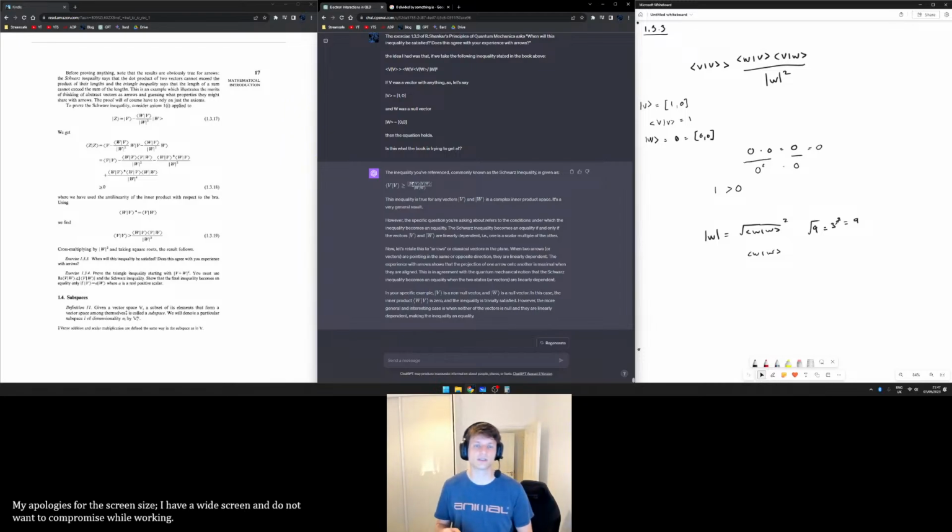Let's go on. So this inequality is true for any vectors v and w in a complex inner product space. It's a very general result. However, the specific question you're asking about refers to the conditions under which the inequality becomes an equality.